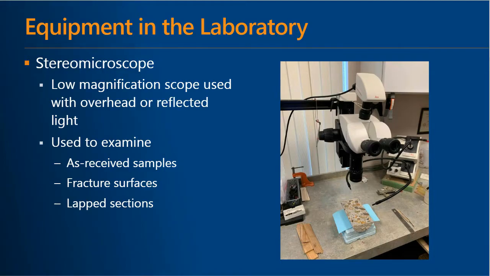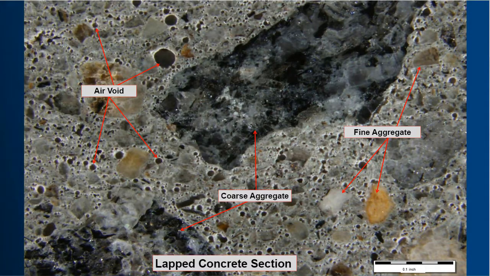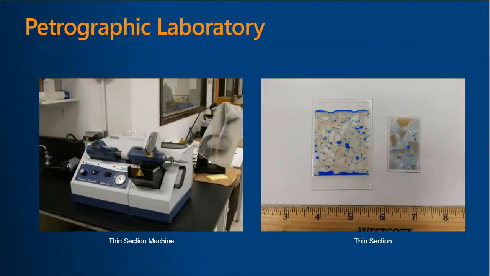the microscope. And this presentation is somewhat image heavy, so we thought that we would show a couple of examples of what different types of images look like. So this is a lapped concrete section. And again, if you remember, we're shining light onto the sample and it's reflecting back. So we're actually looking at the concrete structure. Here you can see we're pointing out some air voids, some aggregate particles, and then all the gray in the background is the paste.